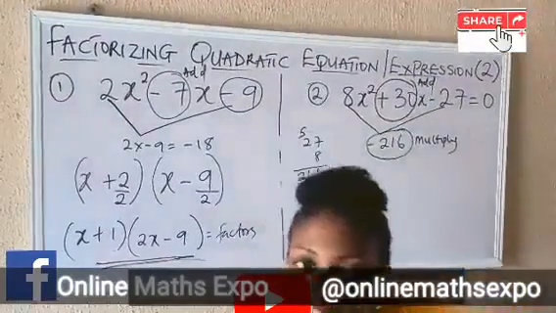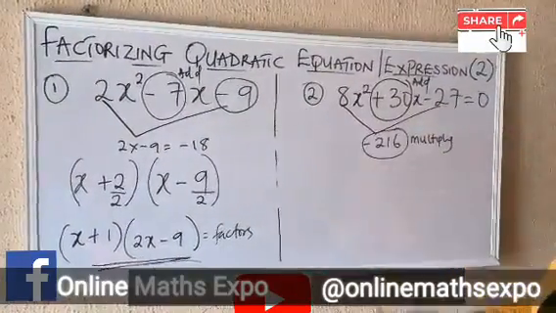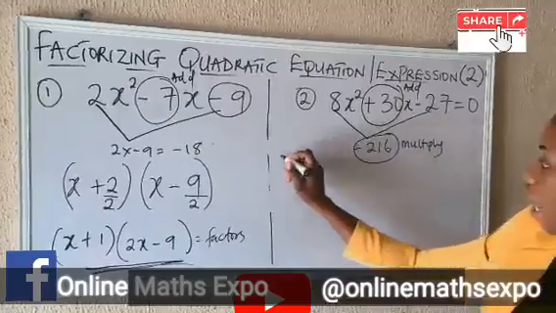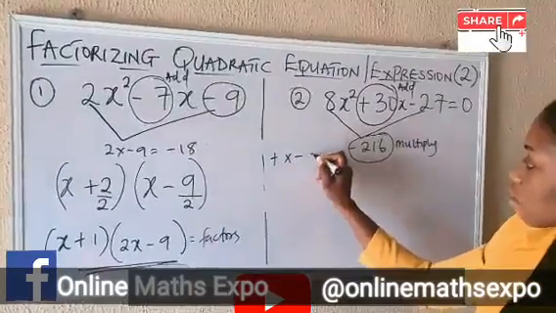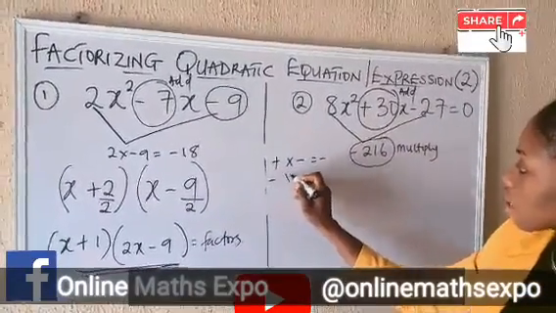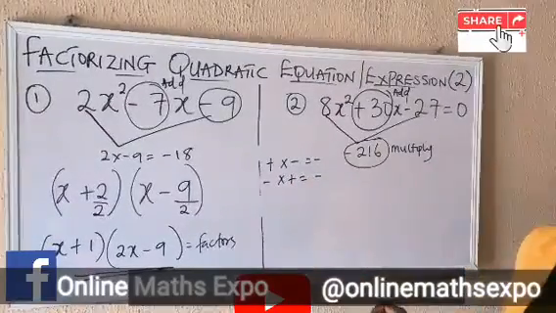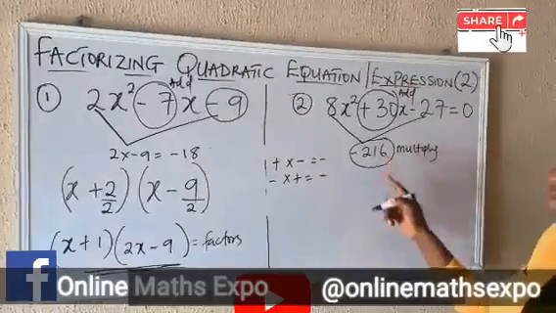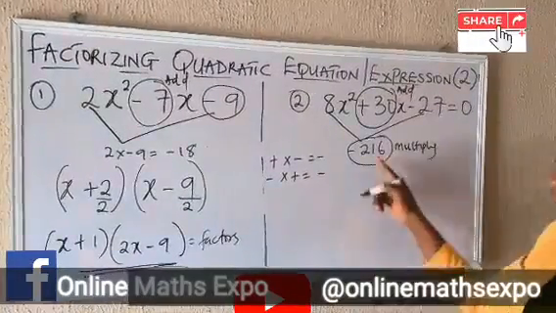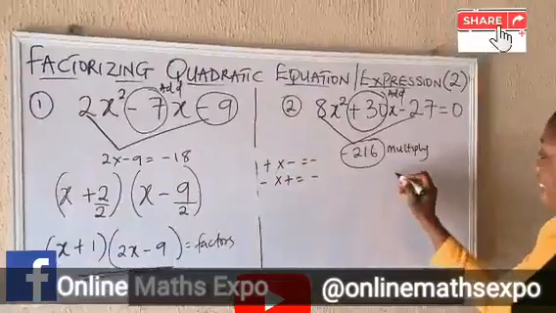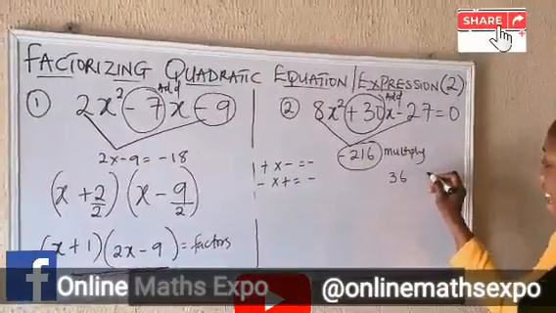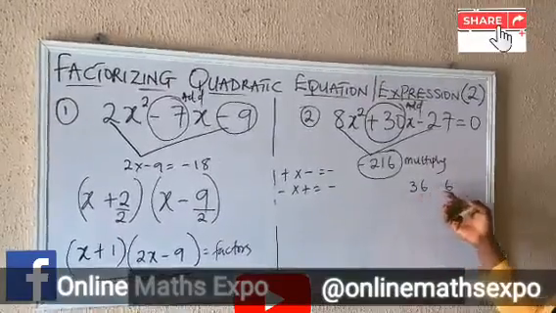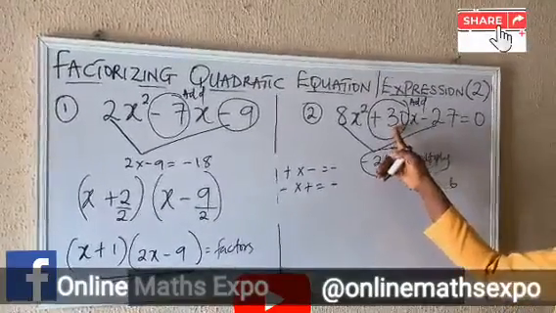I hope you have not forgotten our signs. The only signs that when you multiply will give you minus are plus times minus, which will give you minus, and minus times plus, which will also give you minus. So let's get two numbers that can be multiplied to give us 216. The two numbers are 36 and 6. There are other numbers, but these are the two close numbers that can give us what we are looking for.